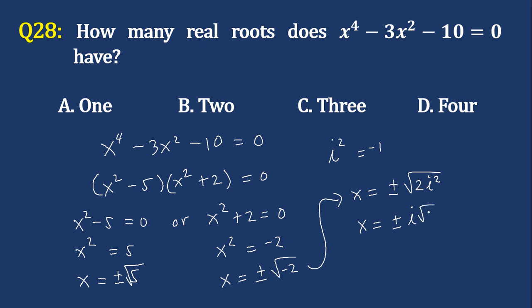i square root of 2. So obviously there are four roots, but these roots here, positive i square root of 2 and negative i square root of 2, are imaginary numbers. They are not real roots, right? However, the other two roots, positive square root of 5 and negative square root of 5, are real numbers. So there are only two real roots of this equation. So the answer is letter B.